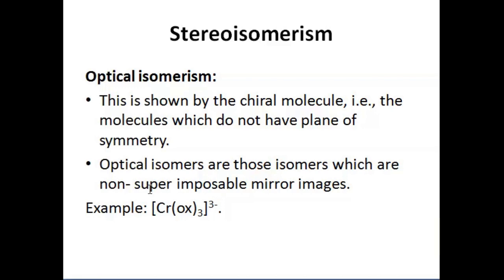that is, molecules which do not have a plane of symmetry. Or in simple terms, optical isomers are those isomers which have non-superimposable mirror images. Those types of isomers we call optical isomers.